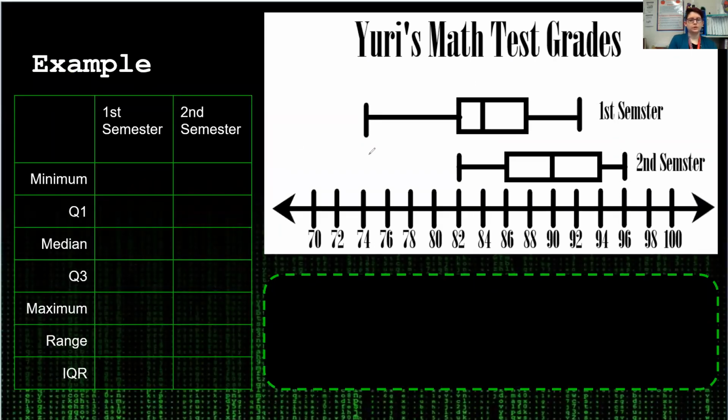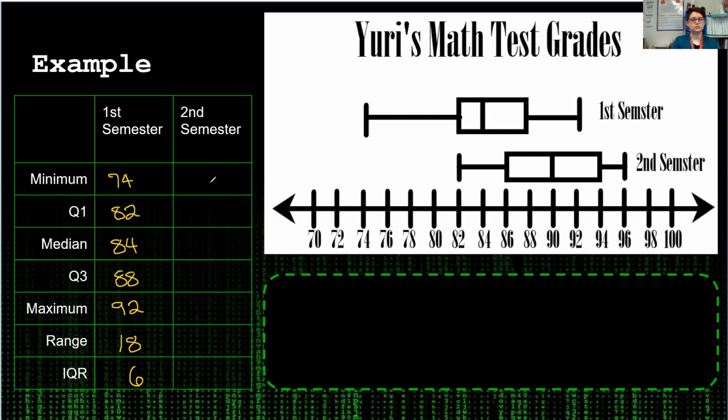So for semester 1, her minimum score was a 74. Her Q1 score was an 82. Her median score was an 84. Her Q3 score is an 88. And her maximum score is a 92. So the range, the distance from the minimum to the maximum, is 18. And the IQR, the interquartile range, is 6. So that's our data for semester 1.